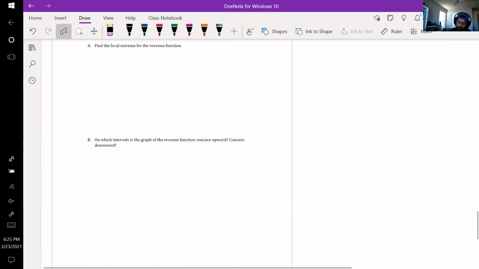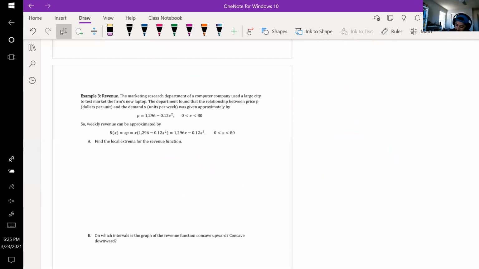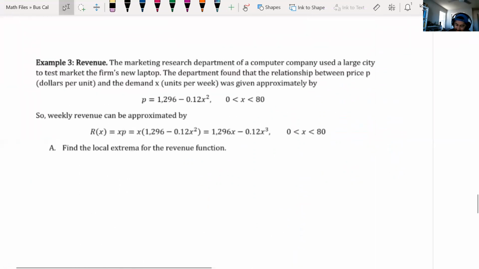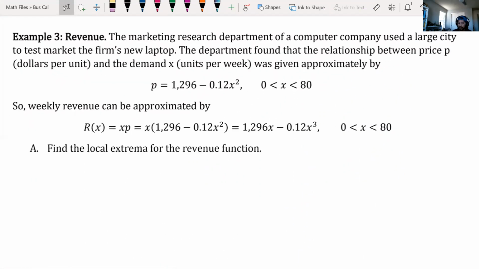All right, last one, guys. An actual application. Example 3. The marketing research department of a computer company used a large city to test market the firm's new laptop. The department found that the relationship between price P dollars per unit and the demand x units per week was given approximately by P equals 1296 minus 0.12x squared on the domain of 0 to 80 laptops.